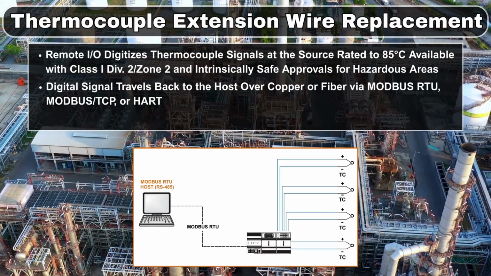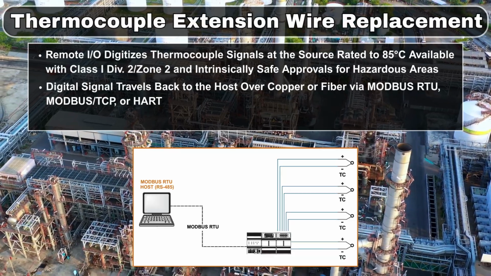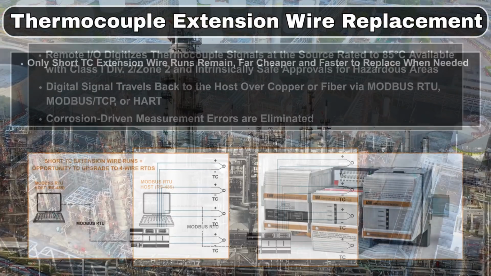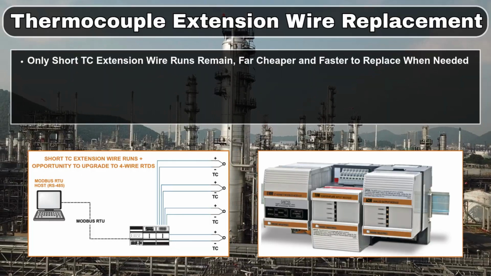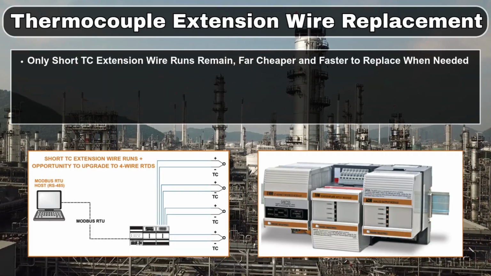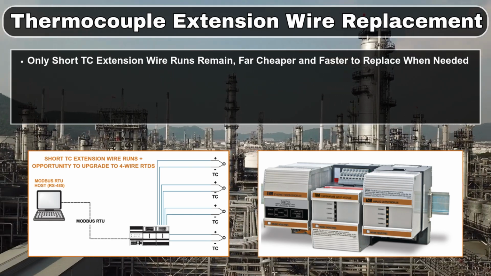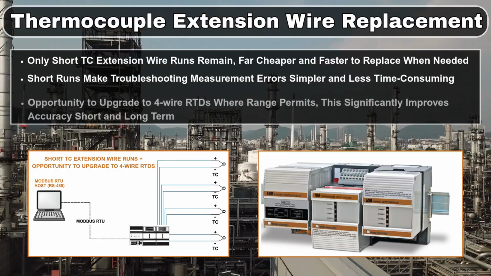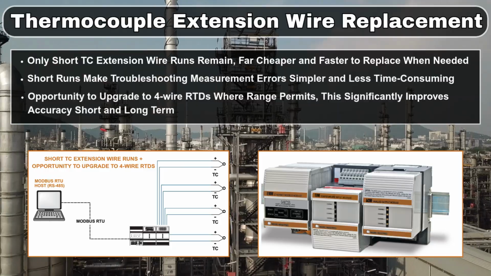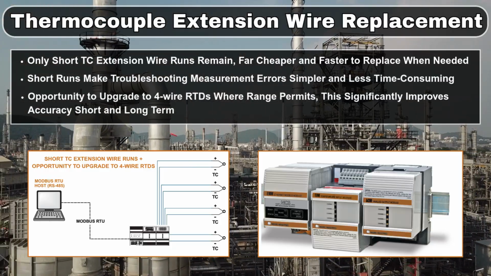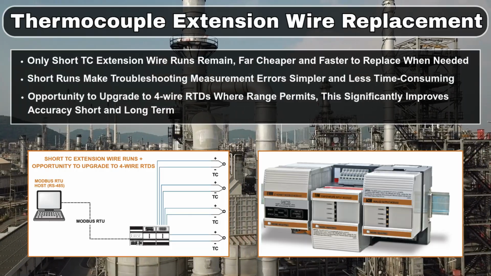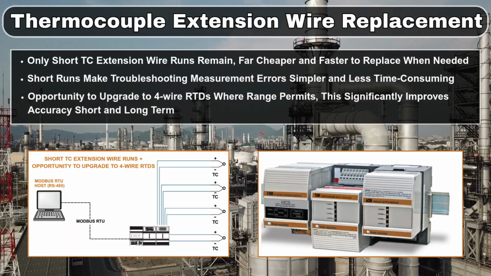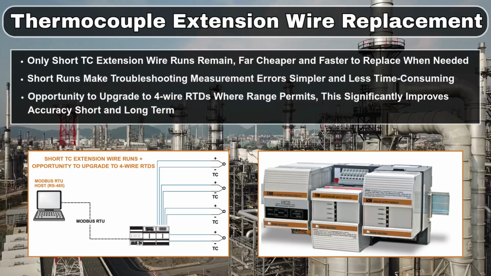Digital signals over copper don't degrade the way thermocouple extension wire does, so the measurement errors caused by long wire runs are eliminated entirely. Short runs of thermocouple extension wire still connect each sensor to the remote I/O, and those short runs will eventually need to be replaced as well. But replacing a short run is far less costly and time-consuming than replacing a long one. And because the runs are short, you may find it worthwhile to use higher quality thermocouple wire, or better yet, replace thermocouples with 4-wire RTDs, where the temperature range permits. RTDs deliver significantly better accuracy, both at installation and over the life of the system.